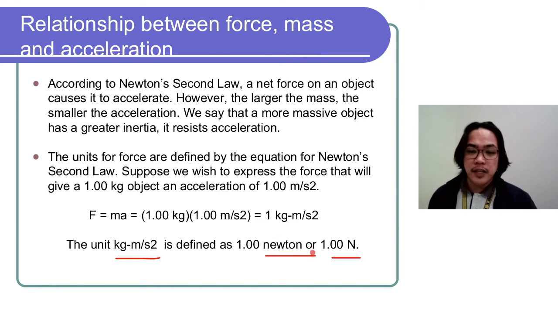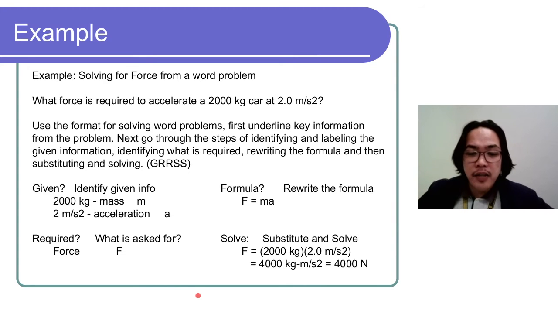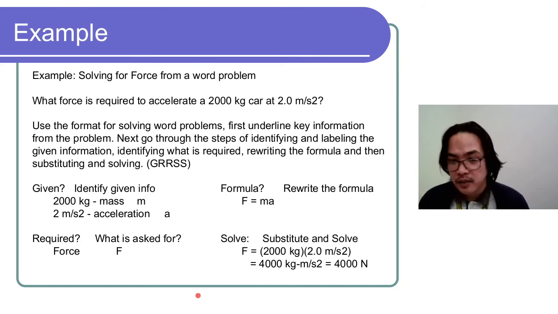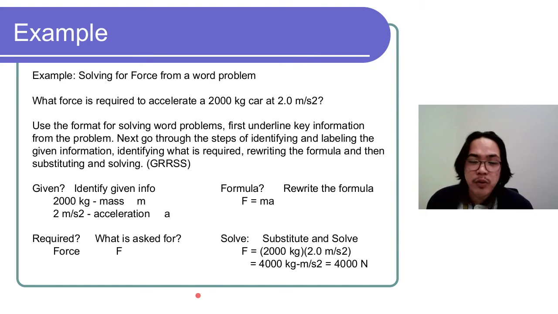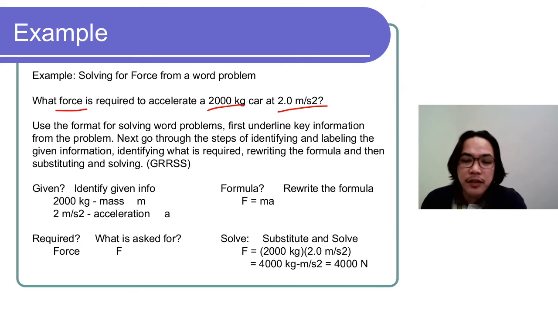So usually for the law of acceleration, or second law of motion, you can explain it through calculations or problem solving. So it's going to be easier for you because you already know the formula. So we have here an example on solving for force from a word problem. The problem is very short. What force is required to accelerate a 2,000 kilogram car at 2 meter per second squared? So of course, we will still be using the format that we're using already. First, we will underline key information like the given 2,000 kilogram, 2 meter per second squared, as well as the missing variable, force.